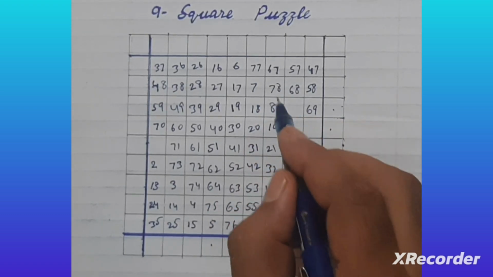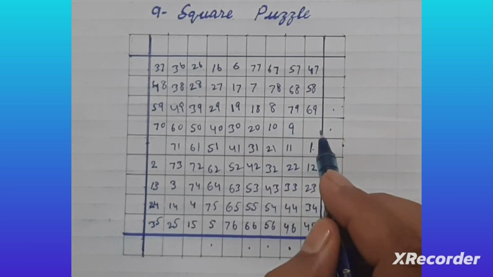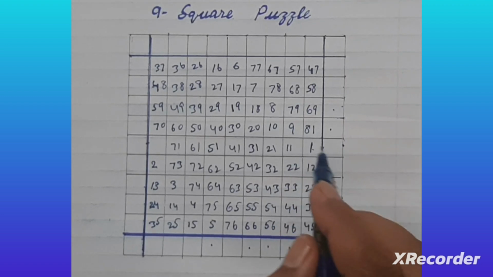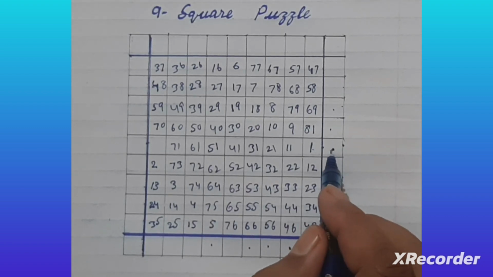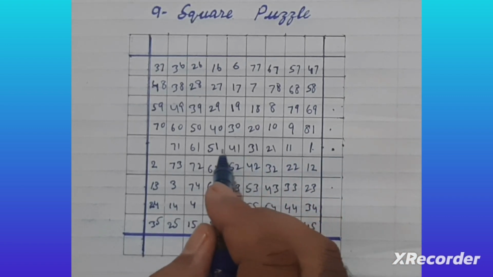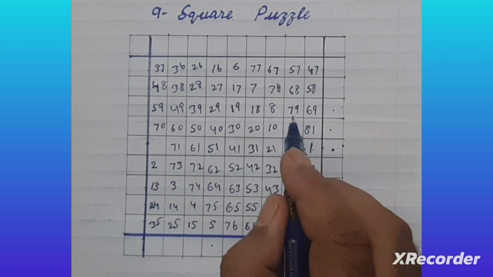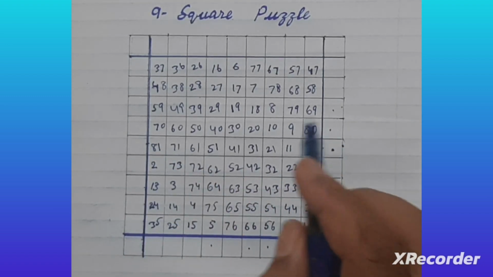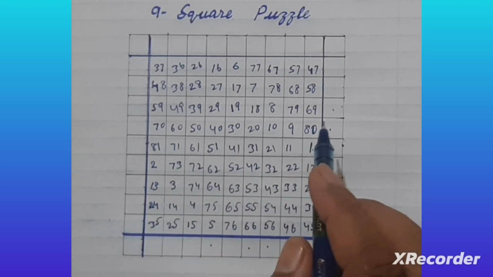77, 78 diagonally moving, 79, and this is 80. After 80, diagonally when we move we have this position, but this square is out of the range of the square, therefore we follow this row. At its beginning we write 81. This is 79, this is 80, and this is 81. And thus in this way I have completed this 9 square puzzle.